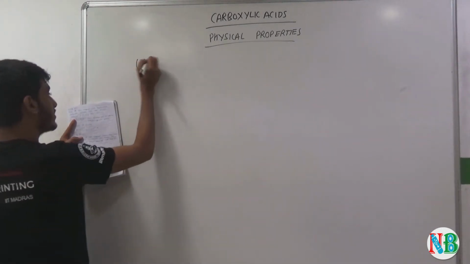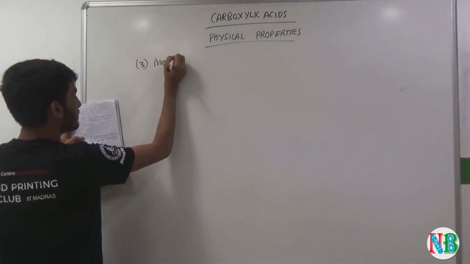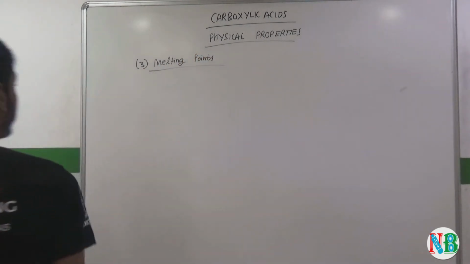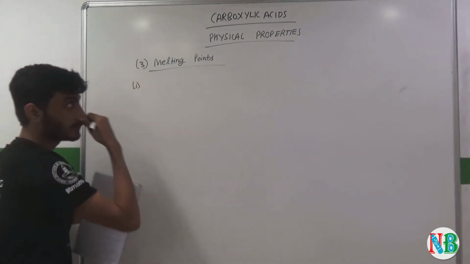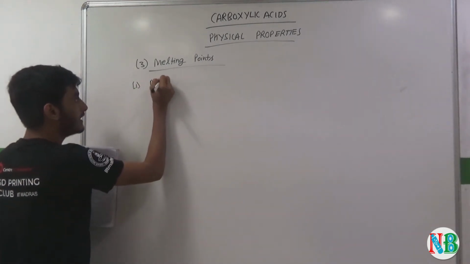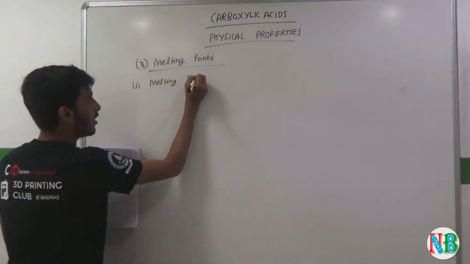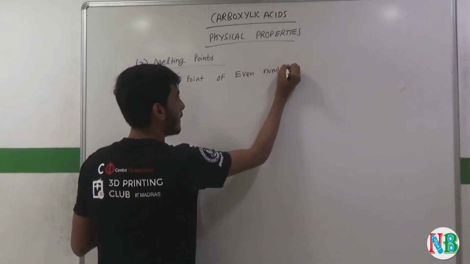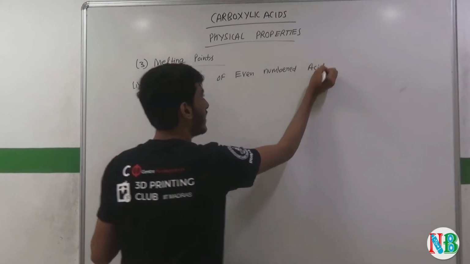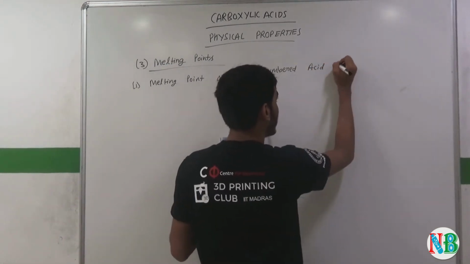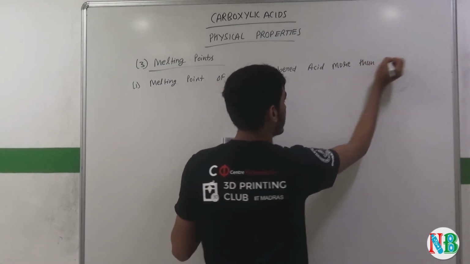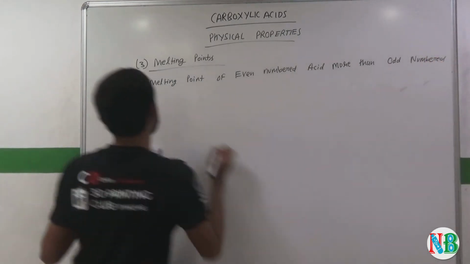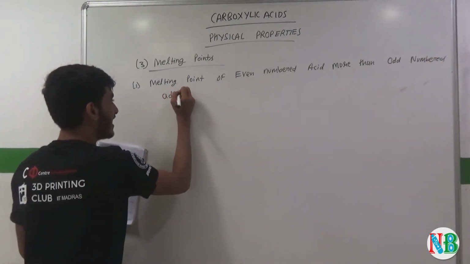The third one is comparing their MPs. Now we see one thing under this section is that the melting point of even numbered acid is generally more than the odd numbered adjacent acid.